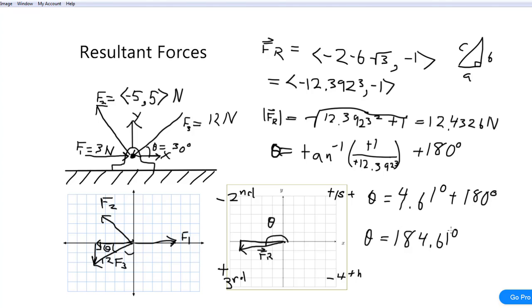184.61 degrees. So now we have our magnitude, which is just this guy, and we also have our angle, which is just this guy right here. Typically, this is how your answer is going to end up, as just the magnitude and the angle. That's just the extra step. It's just another way to describe the vector in the end.